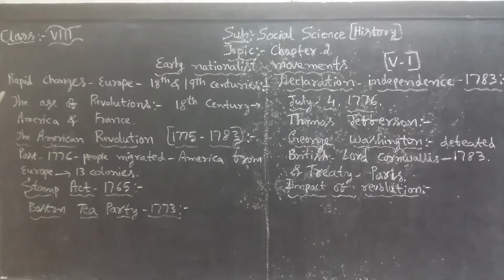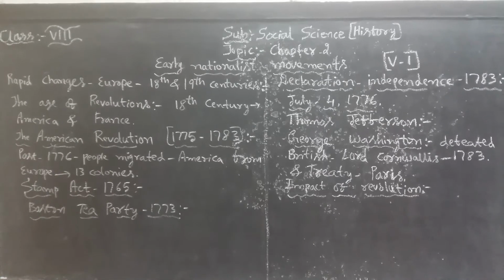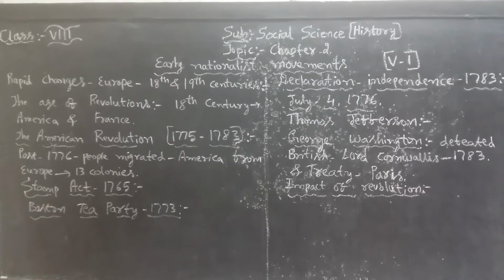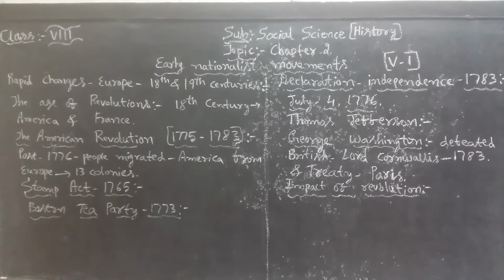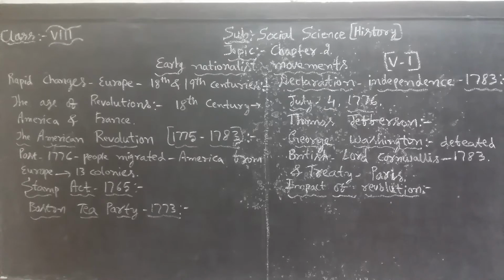There were rapid changes in Europe in the 18th and 19th centuries. Europe went through rapid changes in the field of religion, technology, politics, social structure and geographical explorations. A few of these major events and movements have been discussed in this chapter, including the American and the French revolutions and the American Civil War.